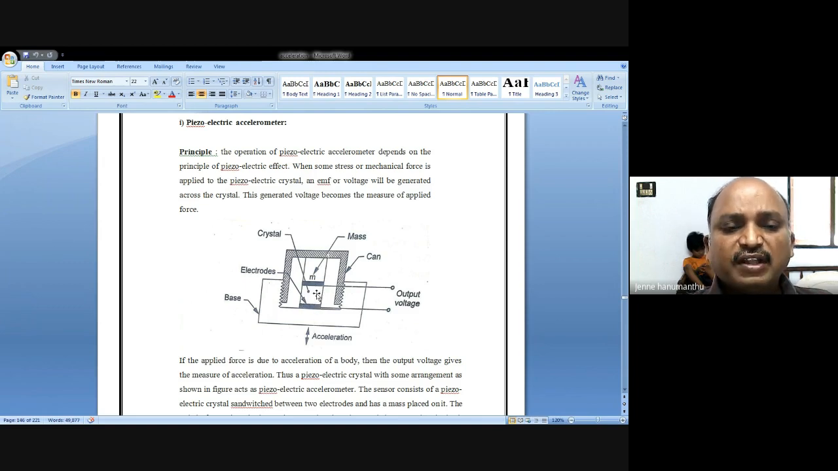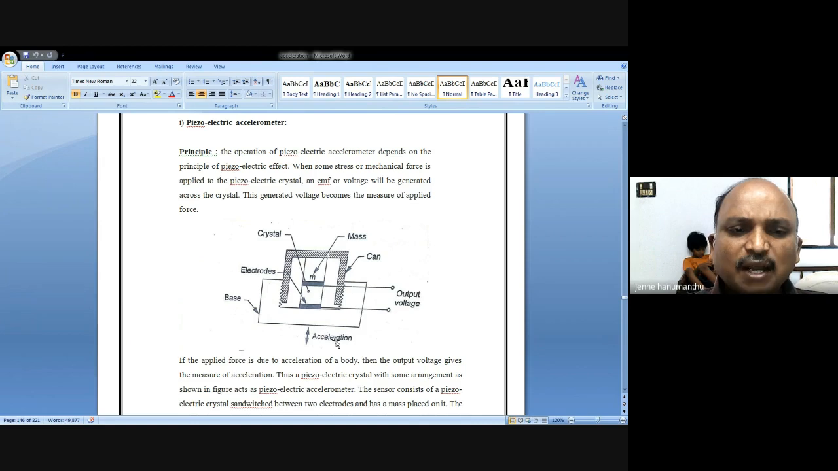So when the charge carriers are moving, the movement of the carriers is nothing but voltage. So the output voltage can be written as Q by C, where Q is nothing but charge, and C is nothing but the capacitance existing between plate 1 and plate 2.